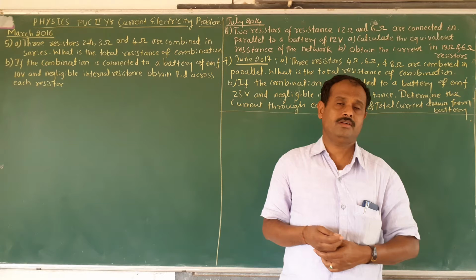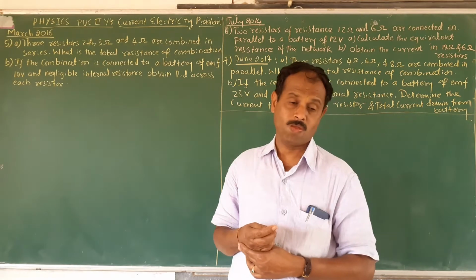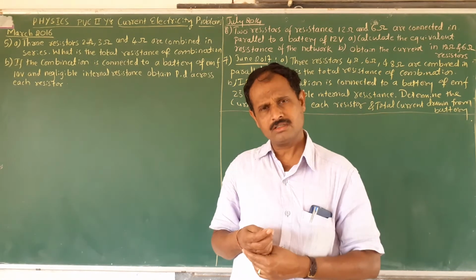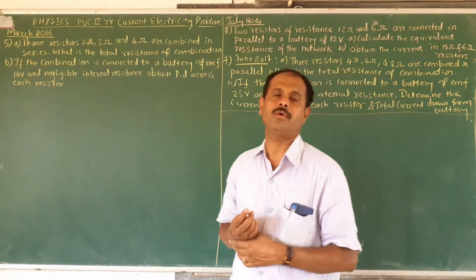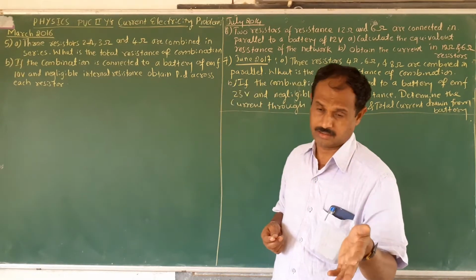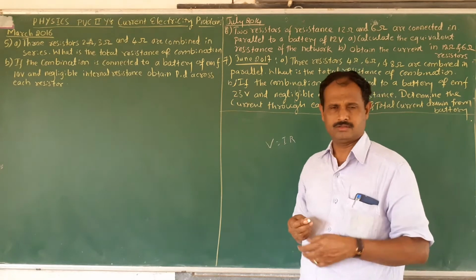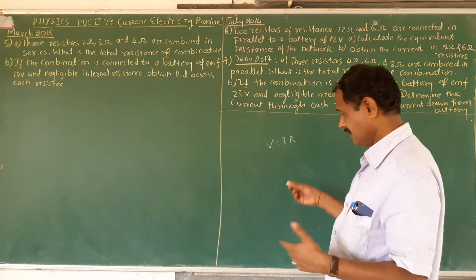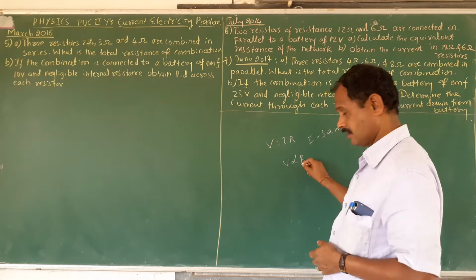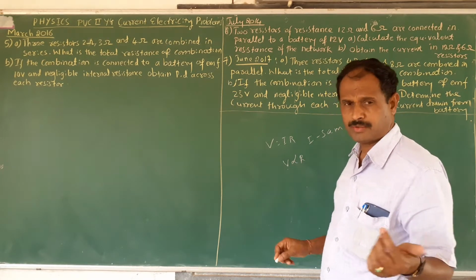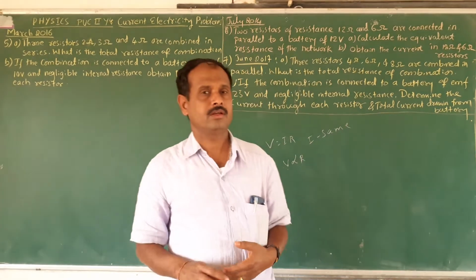But the potential difference across each resistor is different. It is based on the value of resistance. More resistance, more potential drop. Less resistance, less potential drop. According to Ohm's law, V is equal to I into R. Since I is the same, V is proportional to R. More resistance, more potential drop. This is the series combination of resistors.